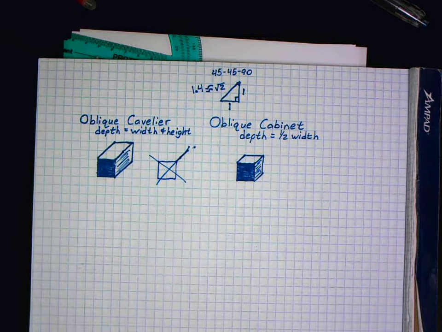Every time you say something, you don't just get to say oblique.